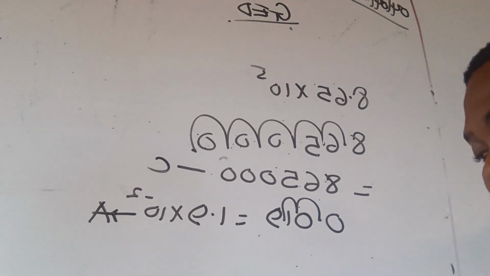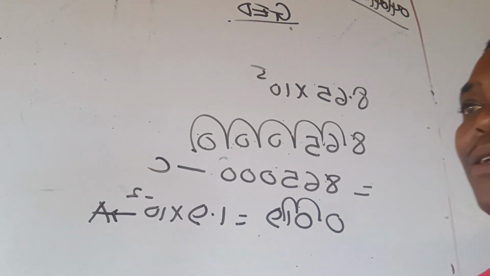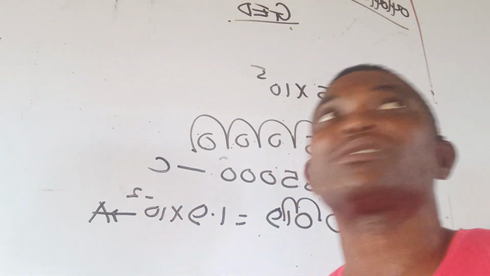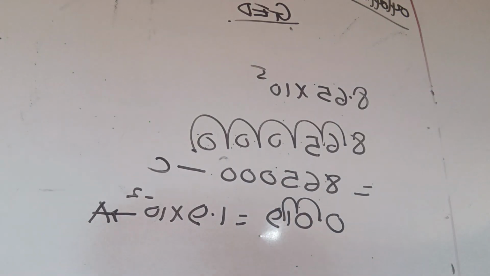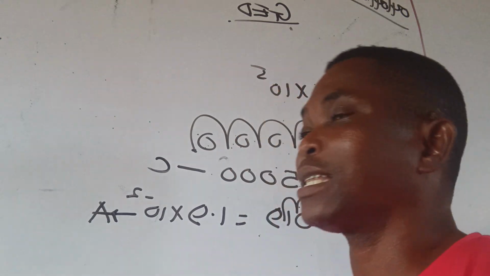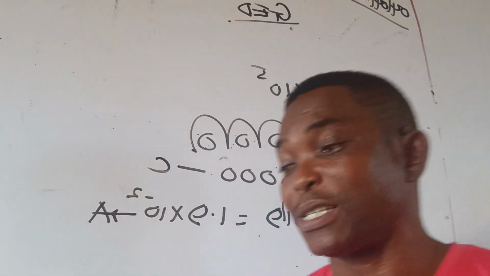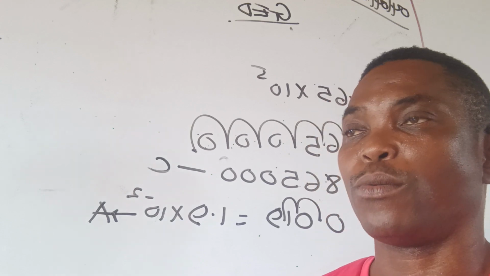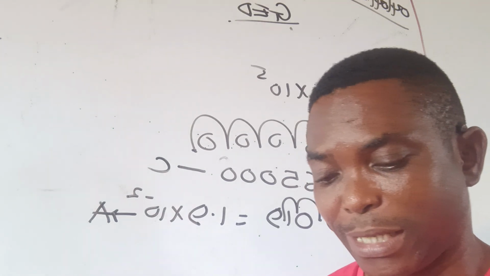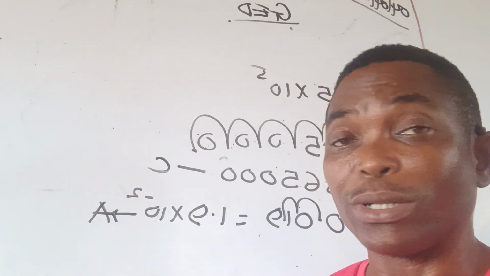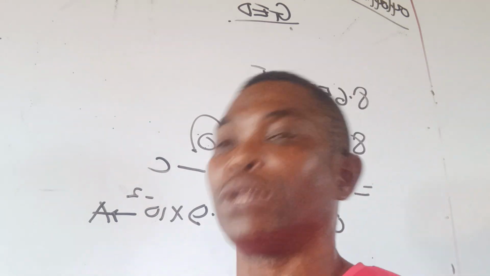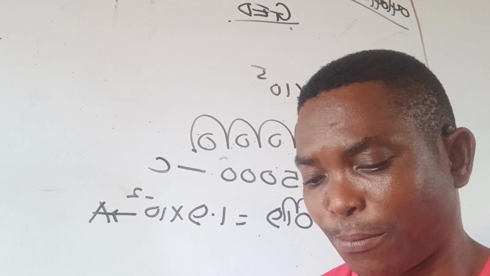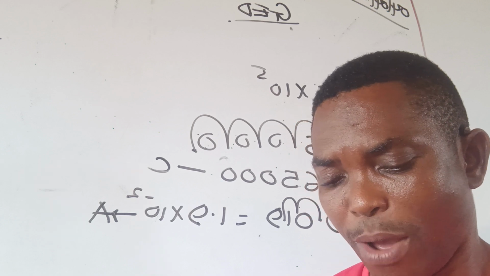You can see option D is looking like it. But 19 times 10 raised to the power minus 2 is not written in standard notation. It is not in standard form or scientific notation. Is that taken? It must be between 1 and 9. 19 is not between 1 and 9. Okay? So that is how we go about it.